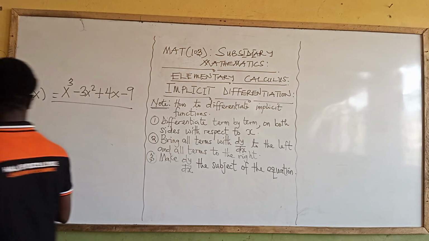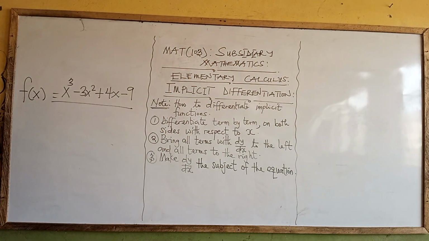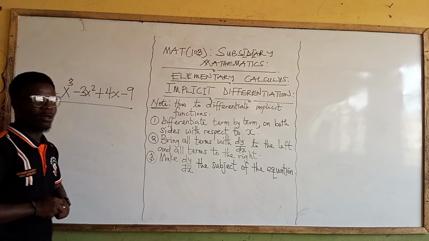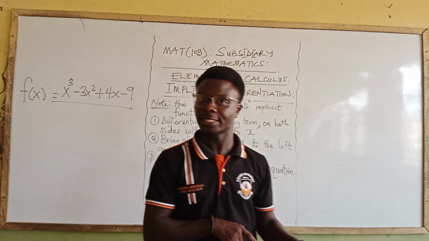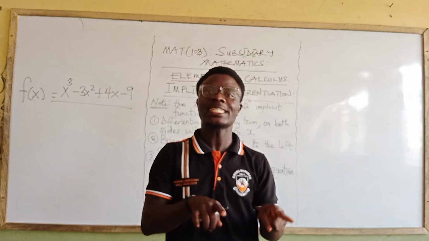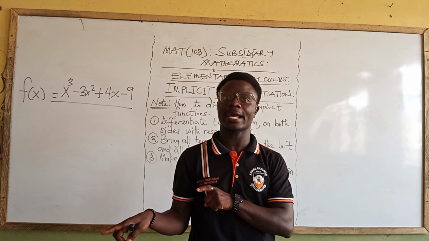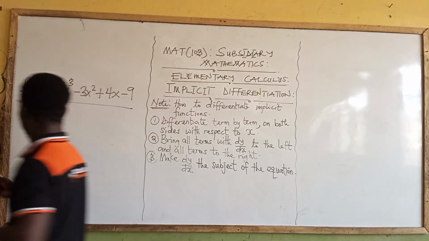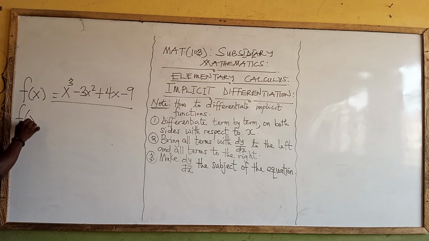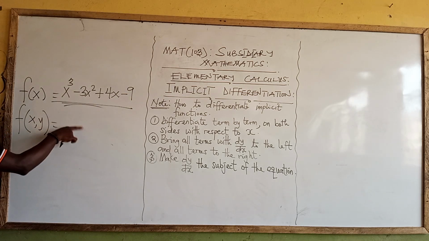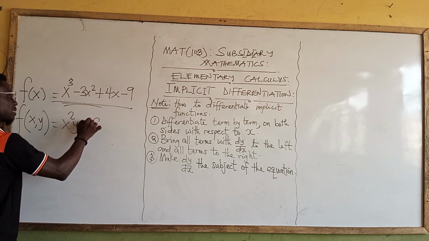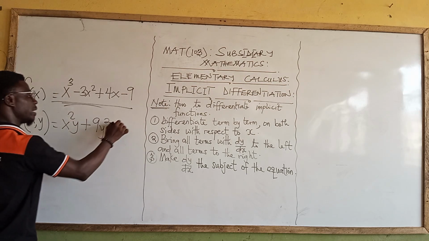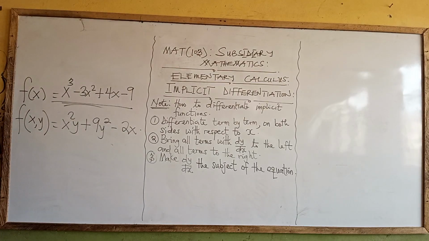Now, when you talk of implicit differentiation, this time around your f of x will never be in terms of x alone. This time around, it will be in terms of x and y, which means that if I have f of x, y, so this one is a cubic function. I can get another curve, which can be, let's say, x squared y plus 9y squared minus 2x.